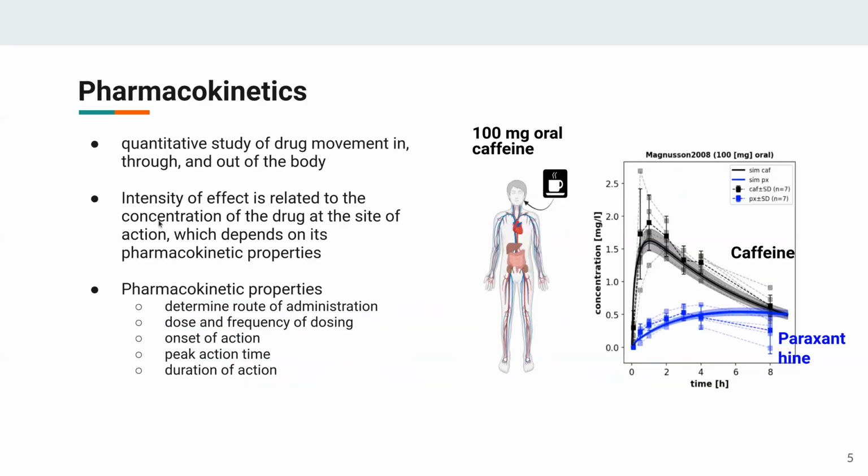So what is pharmacokinetics? In summary, it's a quantitative study of drug movement in, through, and out of the body. You're interested in, if you put substances in your body, how they distribute and how they're eliminated, and what the concentrations at different sites in your body are. Often the main interest is the site of action, basically the place where the drug should actually be and have its desired effect. But often you're also interested in different places, like different organs, because you can have certain side effects and so on. Why is it important to understand pharmacokinetic properties?